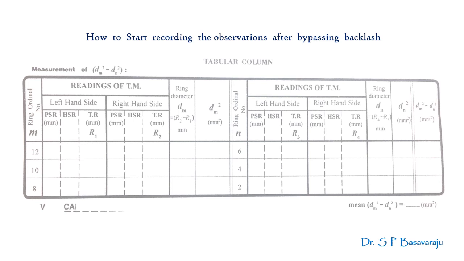Do nothing there. Simply reverse the movement and return to the same 12th ring till the longitudinal crosswire becomes tangential to the ring. Now you are at the left side of the 12th ring. That's where you make your first observation.